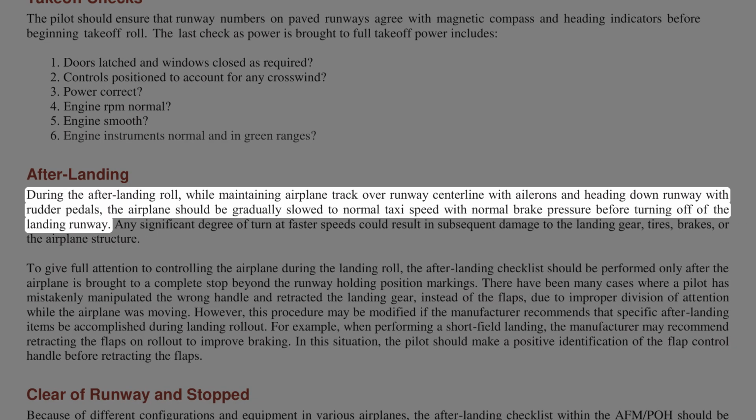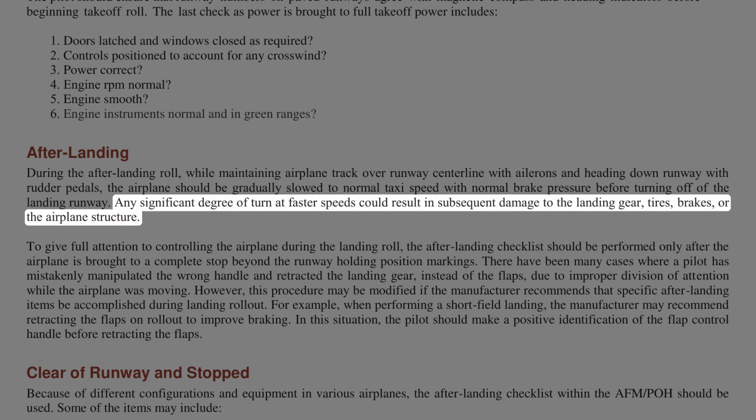After landing. During the after landing roll, while maintaining airplane track over runway centerline with ailerons and heading down runway with rudder pedals, the airplane should be gradually slowed to normal taxi speed with normal brake pressure before turning off of the landing runway. Any significant degree of turn at faster speeds could result in subsequent damage to the landing gear, tires, brakes, or the airplane structure.